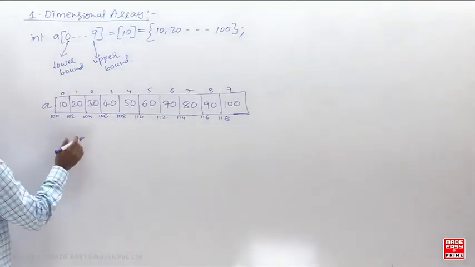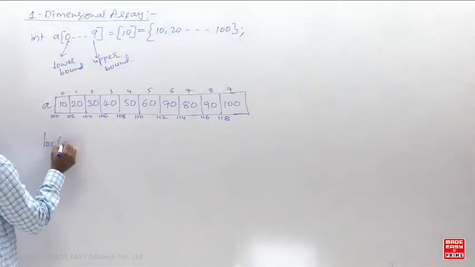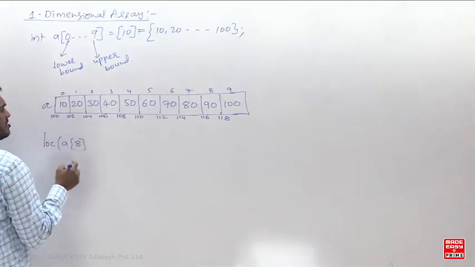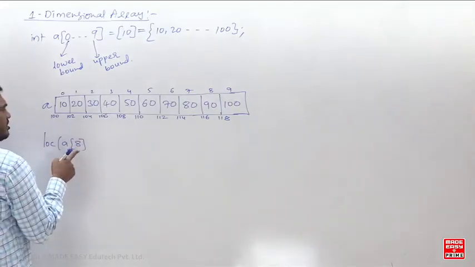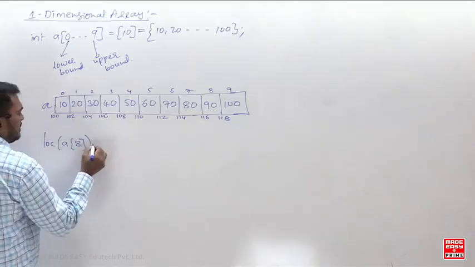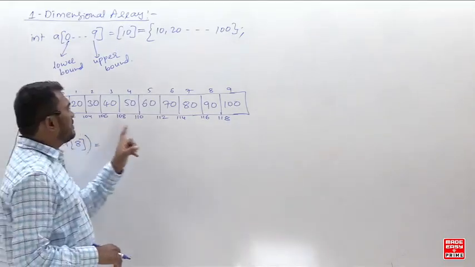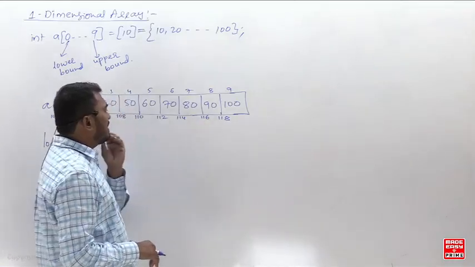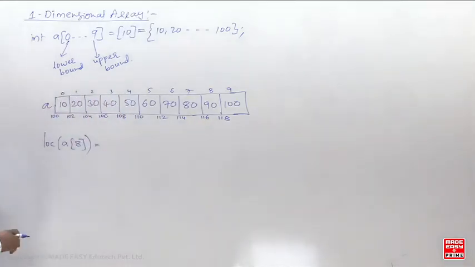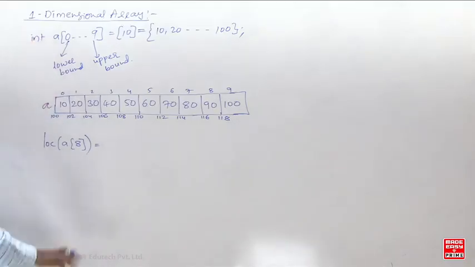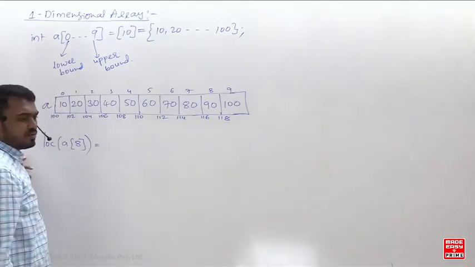Okay, now just listen here. You want to find out the location of A of 8. Listen carefully. How are you going to find out the location of A of 8? The location is 116. So how do we find this? Here the size of every element is 2 bytes, because it's an integer. We generally take 2 bytes.